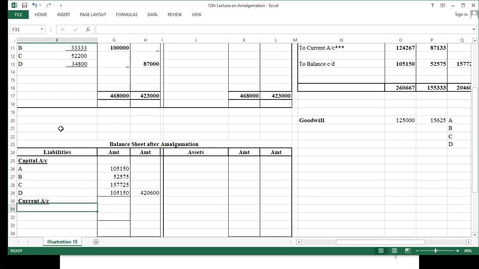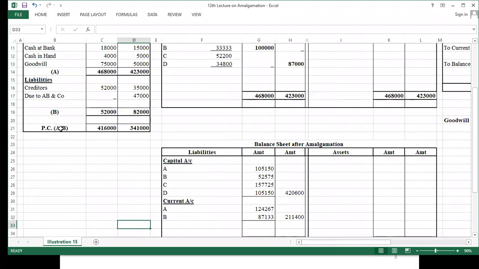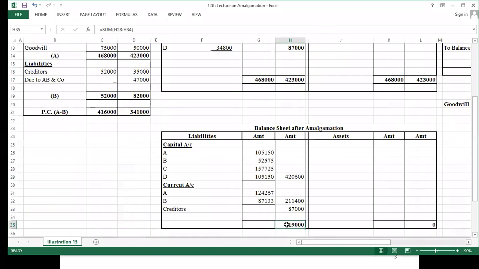तो यहाँ पे मैं लिखूंगा करंट अकाउंट, ओके, एंड आई हैव अ करंट अकाउंट ओनली ऑफ ए एंड बी, ठीक है। कितना देखिए यहाँ पर 1,24,267 and here we have 87,133, ठीक है। So their total equals to plus is current account 2,11,400, and here in the liability we have only one thing, that is creditors. Amount is दोनों को ऐड किया तो 87,000. So my total is 7,19,000.